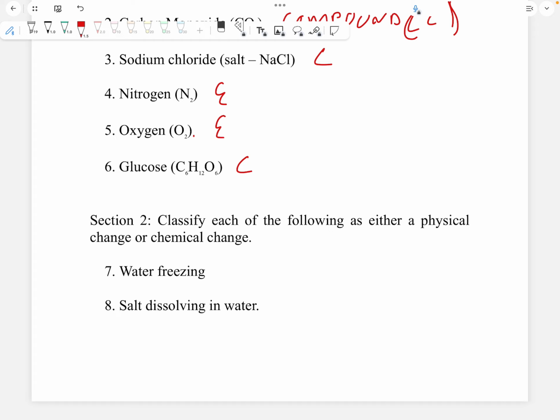All right, section 2, classify each of the following as either a physical change or a chemical change. Well, we've got water freezing. Water freezing doesn't change what substance it is. That happens to be a physical change. I'm going to put that P for a physical change. Okay, make that a P. Chemical change will make that a C. Salt dissolving in water. The salt is just dissolved in the water. We didn't change what it was. That's a physical change.